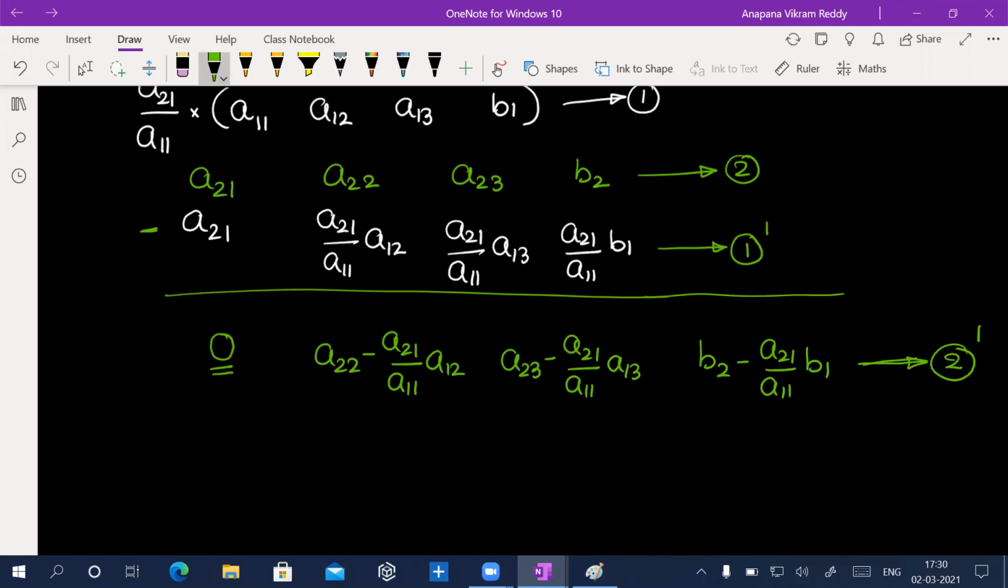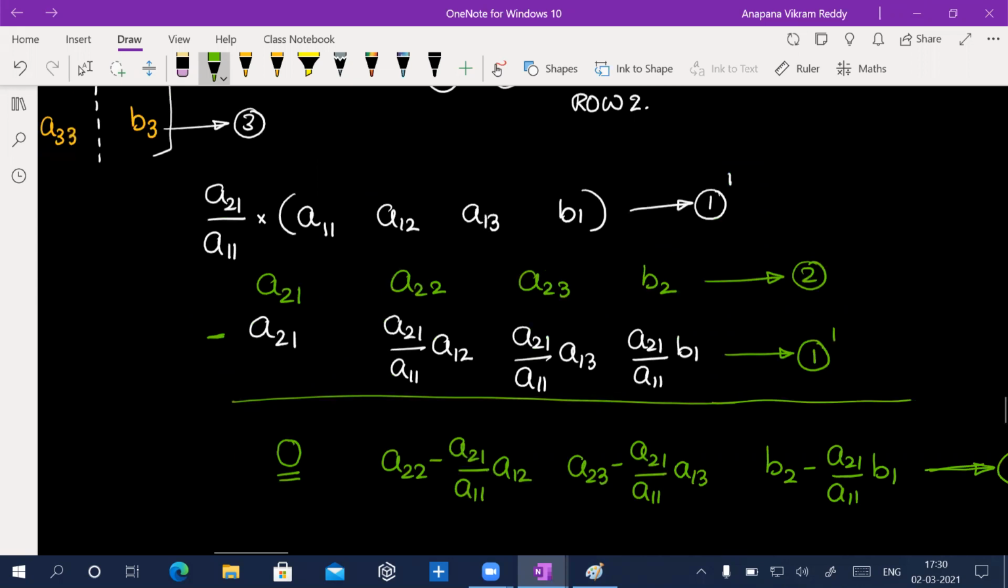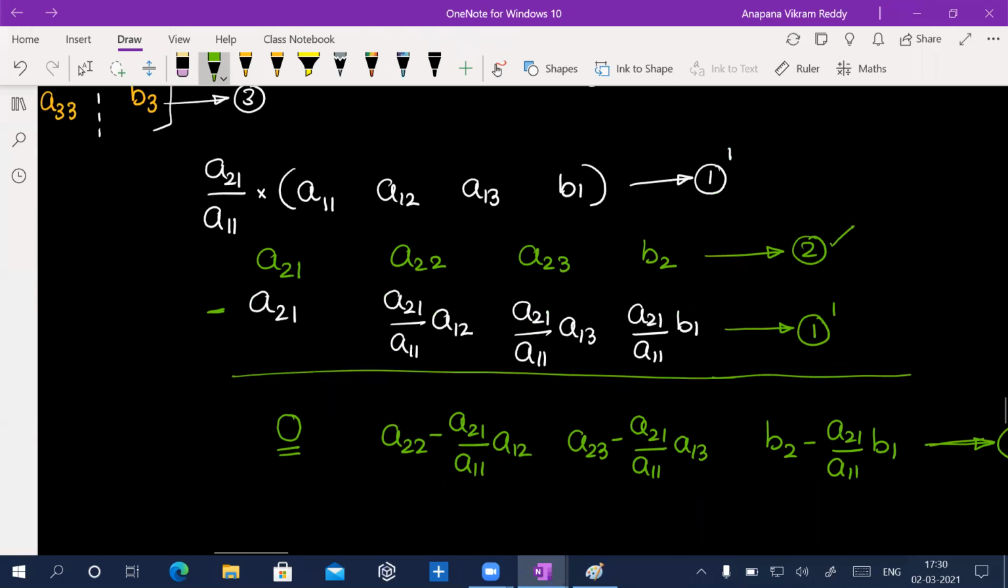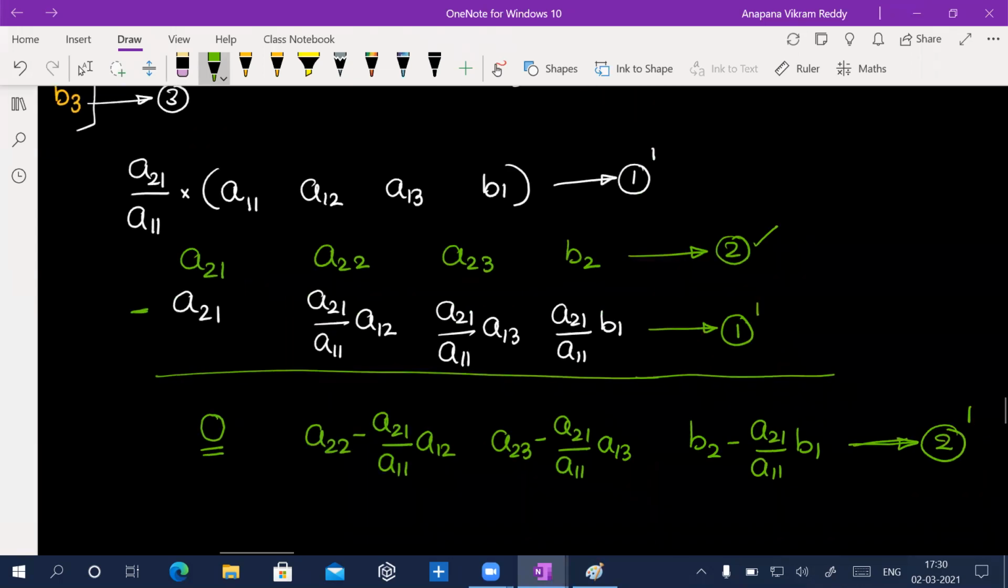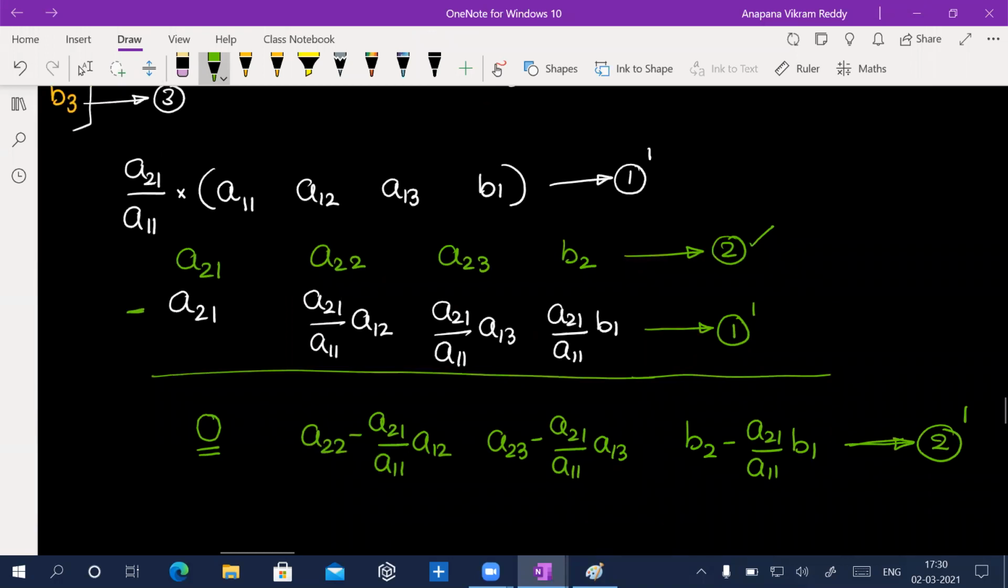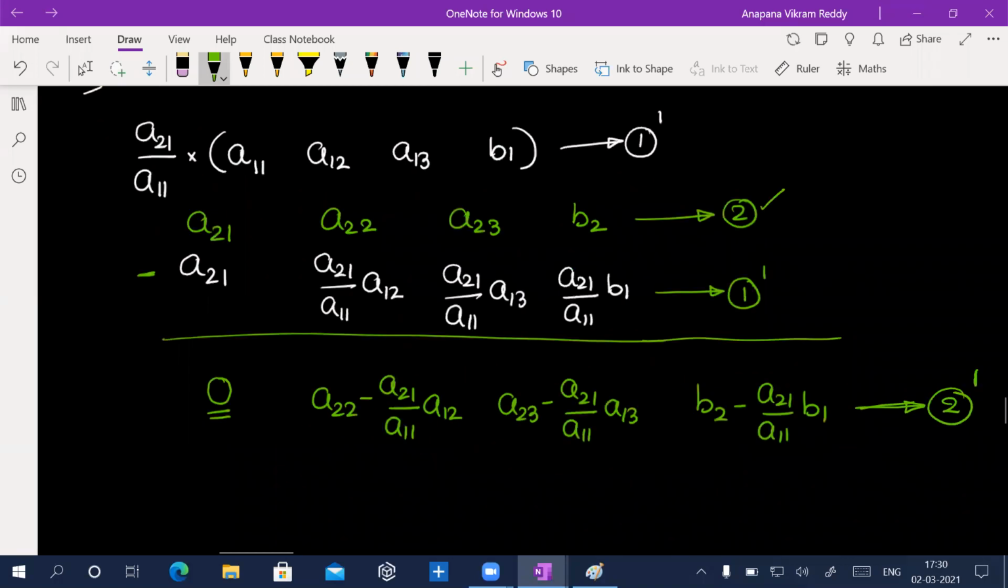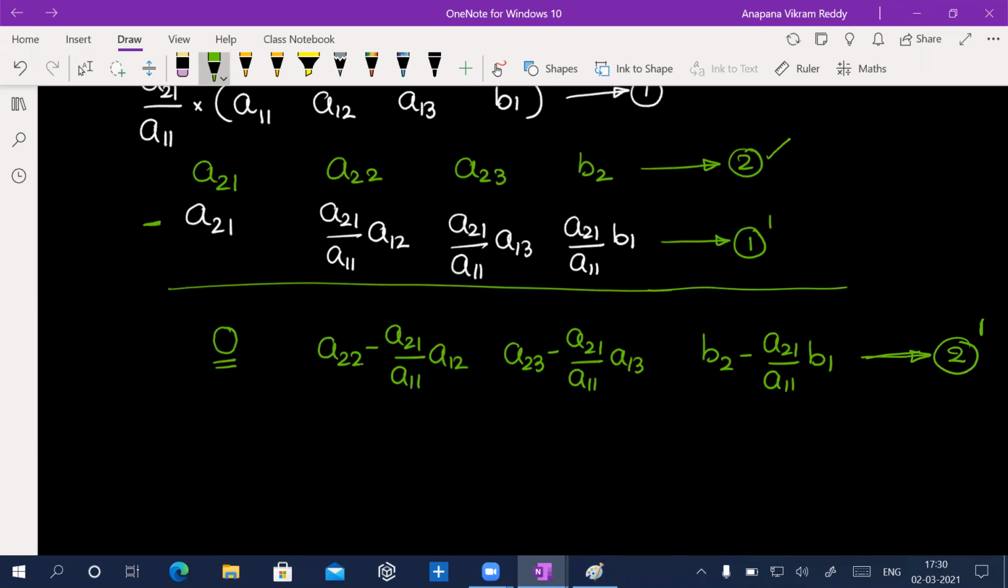Agree? Can I put it down like this? Yes. This guy is my equation number 2. Now equation number 2 gets modified like this, 2 prime. Now as expected, the very first element of row 2 is 0. This is what we're expecting, and we got this.